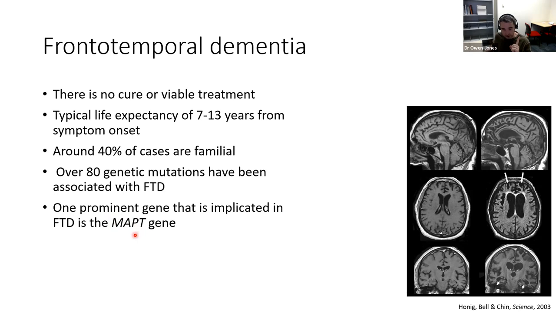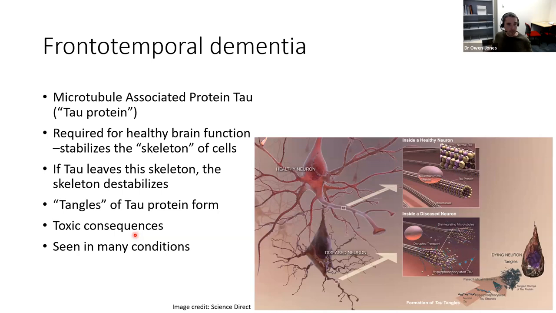Now, MAPT, M-A-P-T, this is the microtubule-associated protein tau gene. We're just going to call that protein simply tau protein. It's a much easier term, and it's what everyone in the field calls it. So this is tau protein.